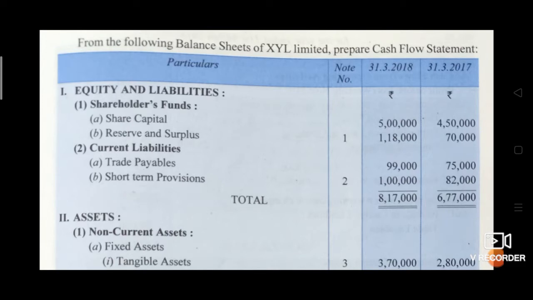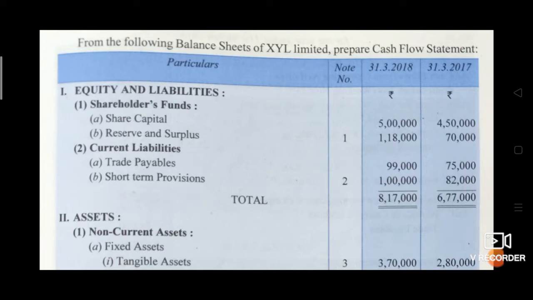First, shareholders fund, A share capital. Share capital was 4,50,000 on 31st March 2017, and now on 31st March 2018 it is 5 lakhs. So there will be issue of shares. Reserve and surplus note is given.